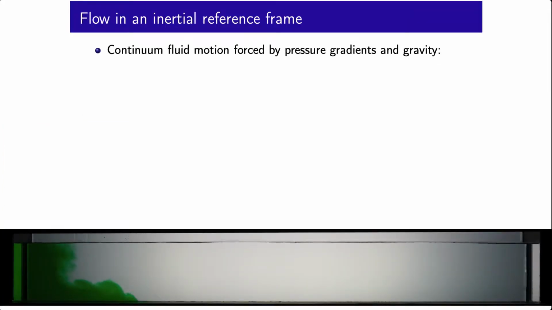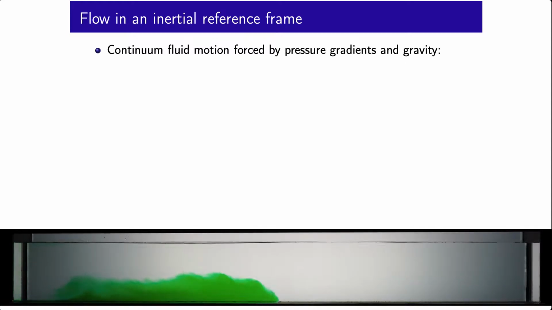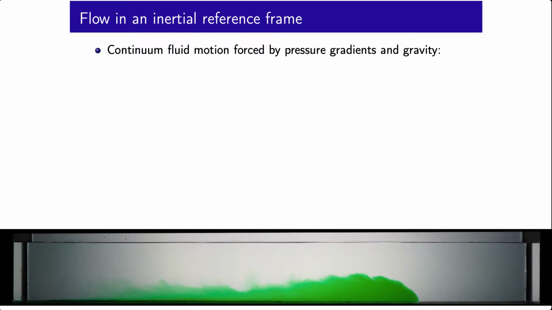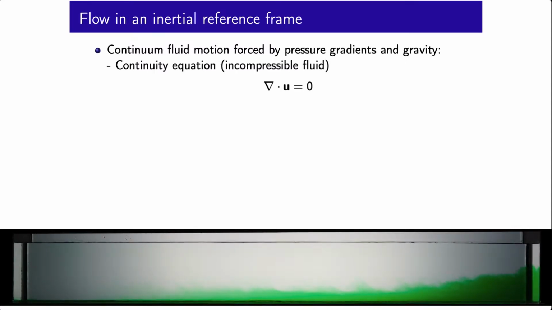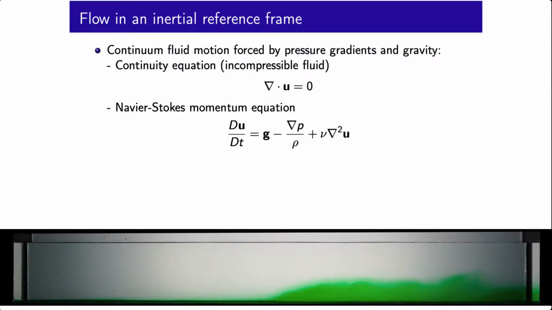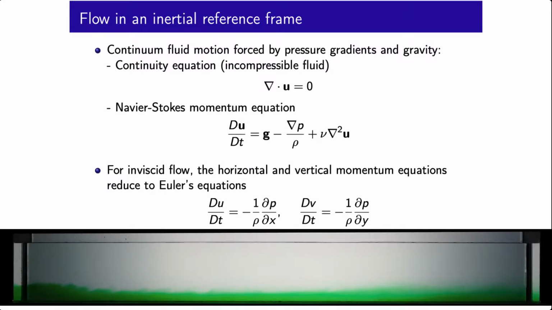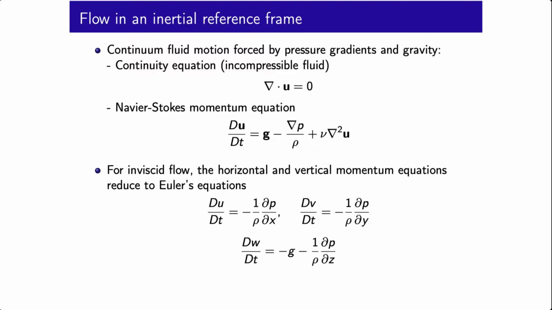Up to now, the focus of the course has been on understanding fluid flows in an inertial reference frame, where fluid motions are driven by pressure gradients and gravity. You've become familiar with the continuity equation for incompressible fluids and the Navier-Stokes momentum equation, which for inviscid flows reduces to Euler's equations in three directions, where the horizontal accelerations are simply functions of their respective pressure gradients, and the vertical equation maintains a gravitational component. These equations are in an inertial reference frame, meaning the reference frame is homogeneous, isotropic, and time independent.